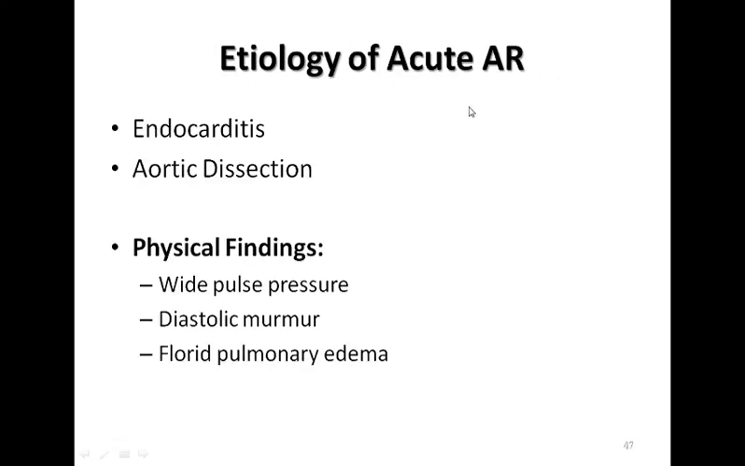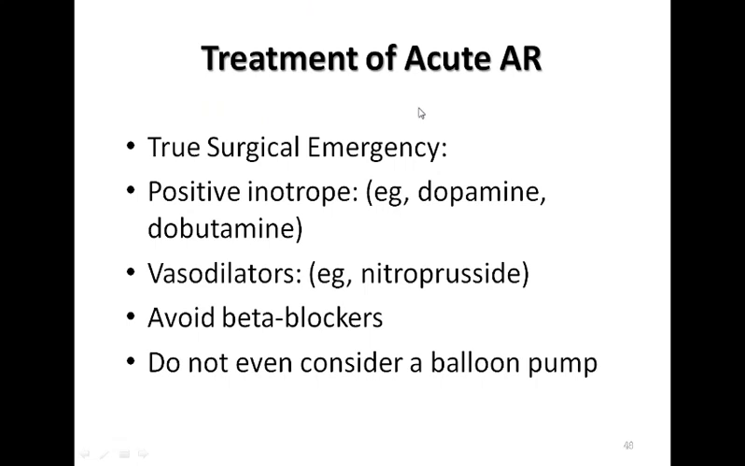Etiology for acute aortic regurgitation: endocarditis, aortic dissection. So in acute aortic regurgitation, physical findings will be wide pulse pressure, diastolic murmur, torrential pulmonary edema. This is an acute emergency. And treatment of acute aortic regurgitation, it is a true surgical emergency.